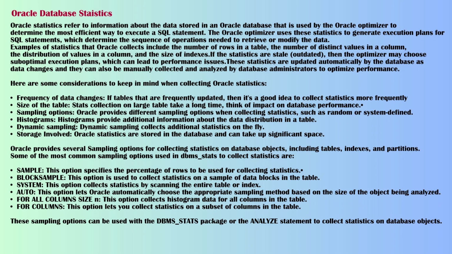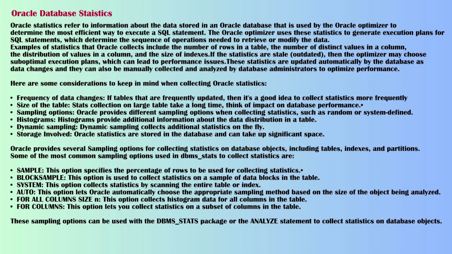Oracle statistics refer to information about the data stored in an Oracle database that is used by the Oracle Optimizer to determine the most efficient way to execute a SQL statement. The Oracle Optimizer uses these statistics to generate execution plans for SQL statements, which determine the sequence of operations needed to retrieve or modify the data.